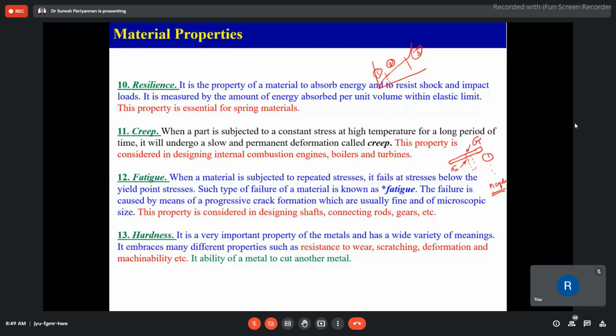Now, the last one is hardness. See, hardness is a very important property of the material, but it has a wide variety of meanings. But we consider resistance to wear, scratching and deformation, and machinability. I mean, this is the ability of a metal to cut another metal.